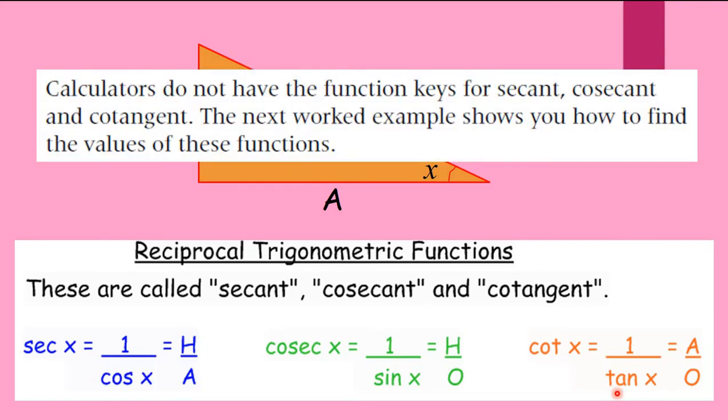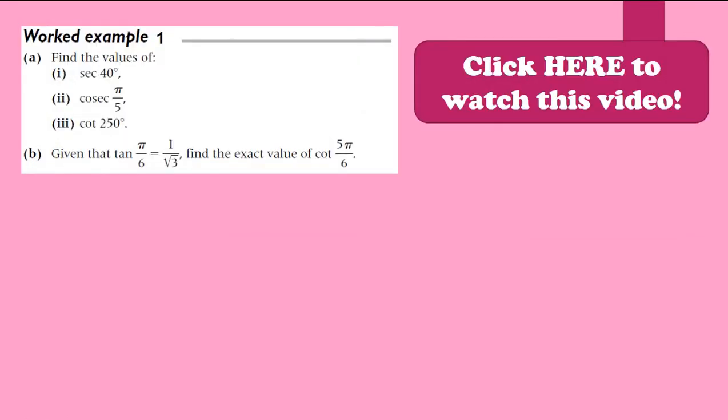Okay. Now, annoyingly, your calculators don't have, even on the options, function keys for sec, cosec, and cotangent, so you just have to remember it's 1 over and use your calculator for that. So we're going to have a look at an example. So I'm going to just switch to looking at my calculator here.